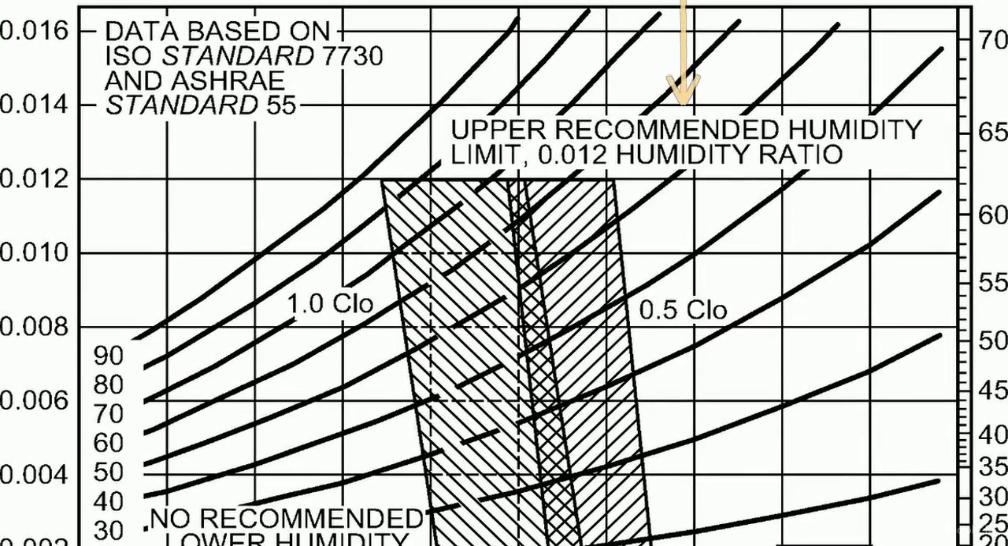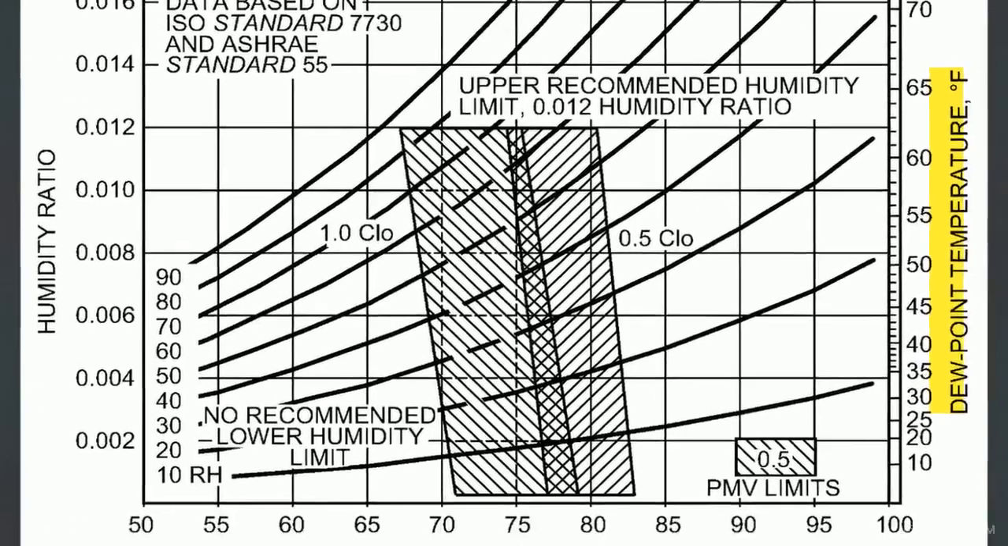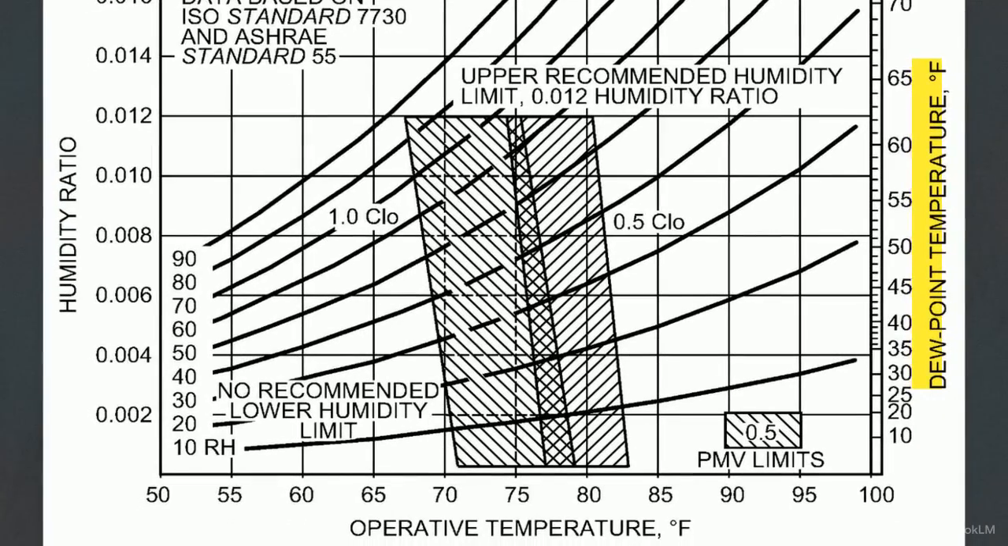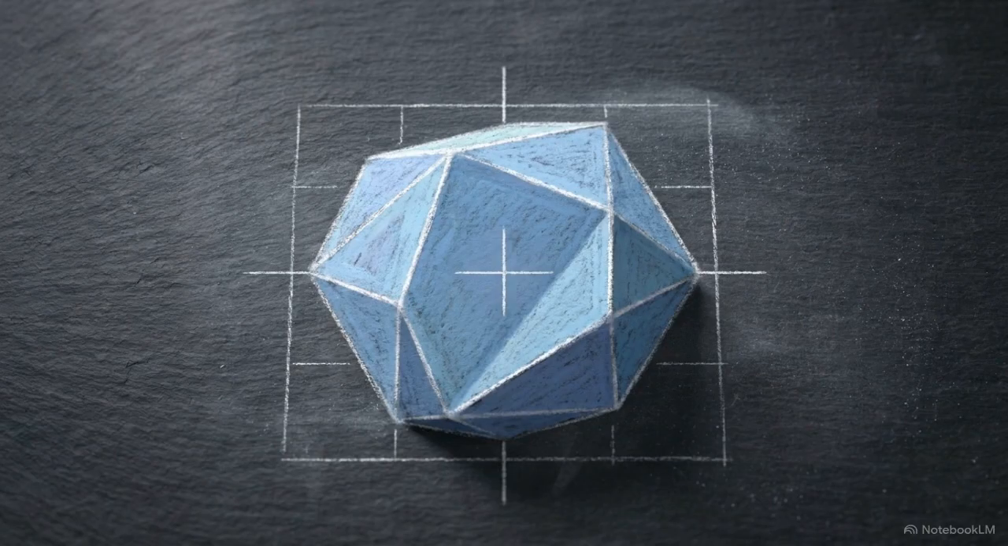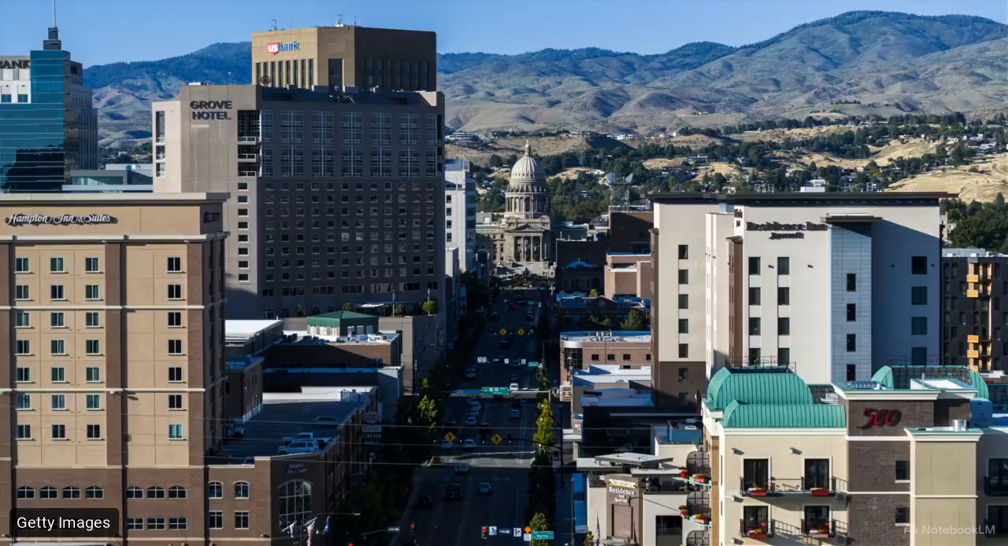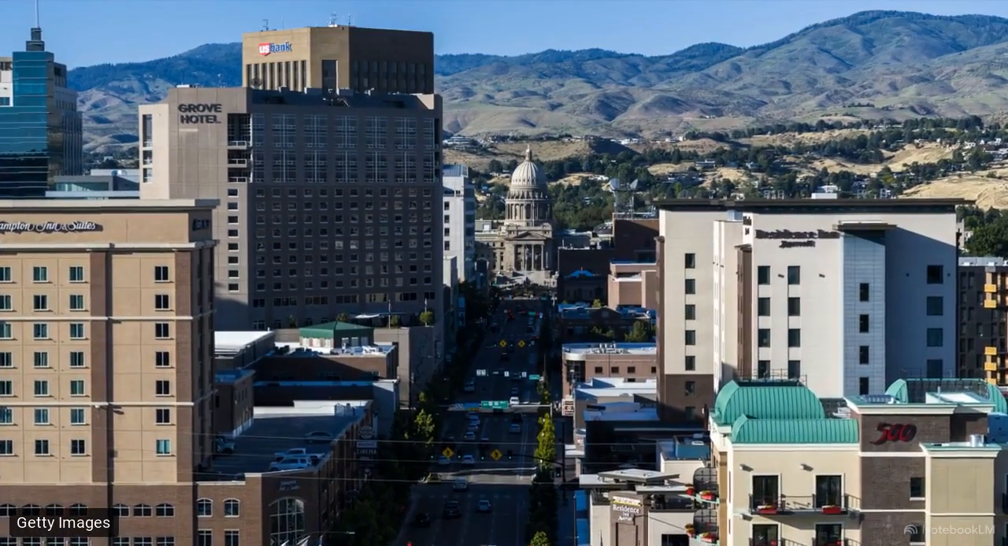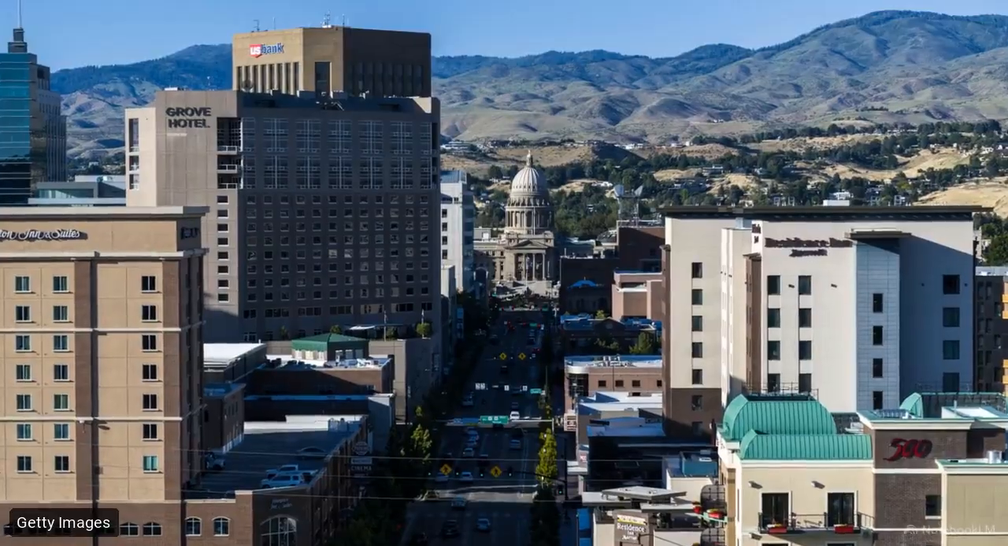The upper limit is capped at a humidity ratio of 0.012 to manage perspiration, while the lower limit is dictated by a minimum dew point temperature to prevent the drying of skin and mucous membranes. This mathematically bounded psychrometric polygon forms the precise, non-negotiable physiological target for the indoor environment. Once the internal target is set, engineers must look outside the building.